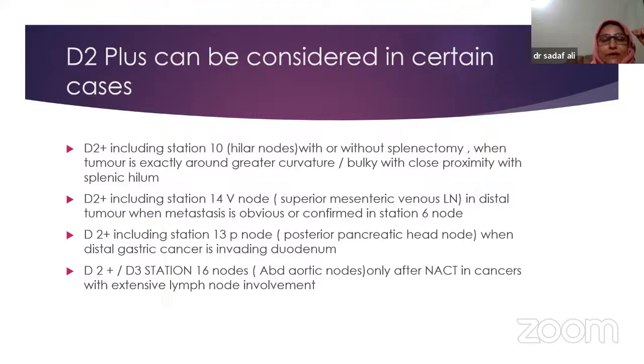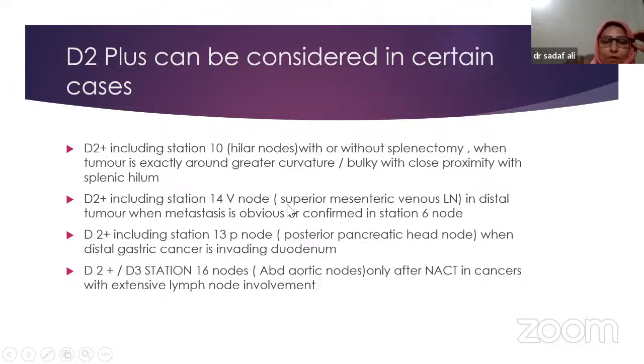And you have to consider D2 plus in certain areas again, where you otherwise would have done a D2, especially in patients who have a tumor which is bulky on the greater curvature and in close proximity of the hilum, you need to remove hilar nodes, and sometimes it may end up removing the spleen. And D2 plus may also be required in patients who have distal malignancy, where you have a definite or confirmed or obvious station 6 node involvement.